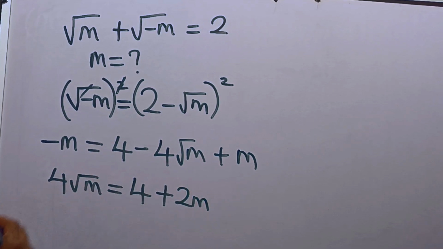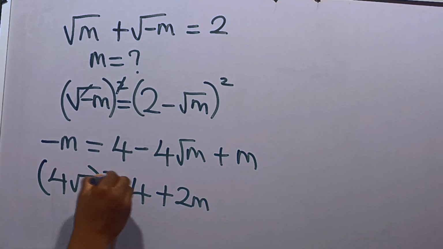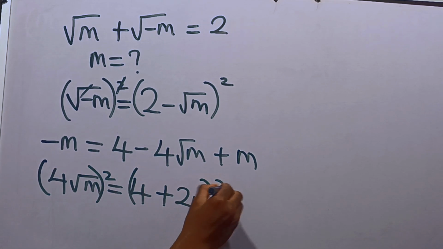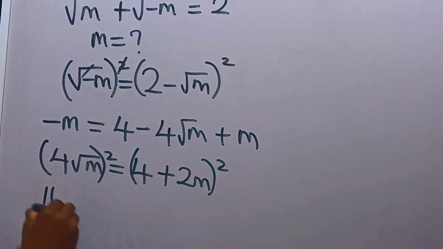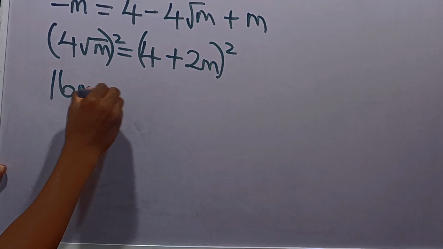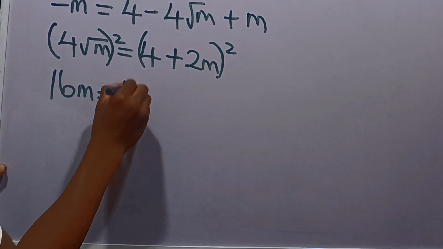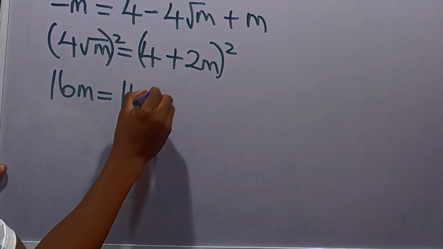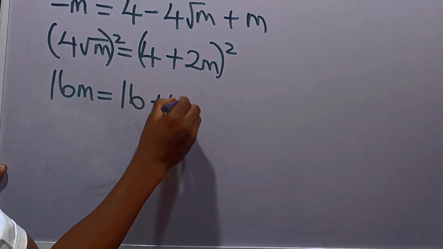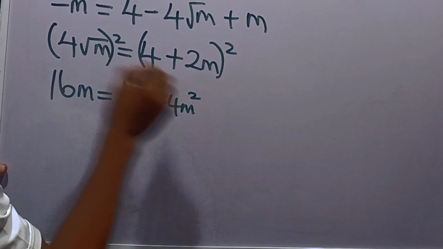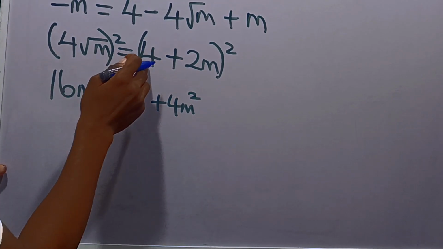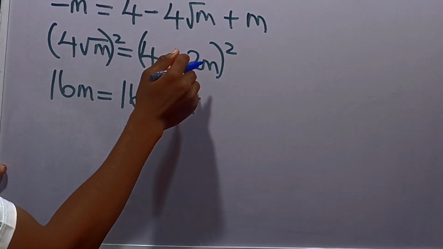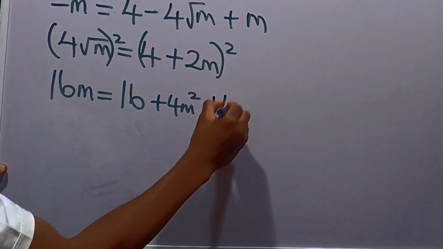Okay. Now at this point you can say let's go ahead and square both sides again. So we have this side squared and then the right hand side squared. 4 squared is 16, root of m squared is m, to be equal to 4 squared on this side is 16, plus 2m squared is plus 4m squared. 2 times 4 is 8 times 2 is 16, so we have plus 16m.